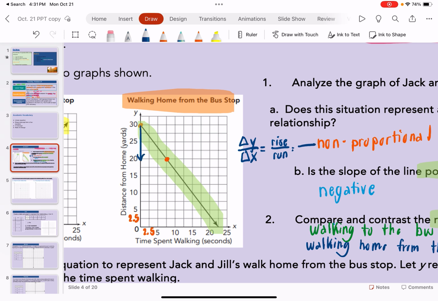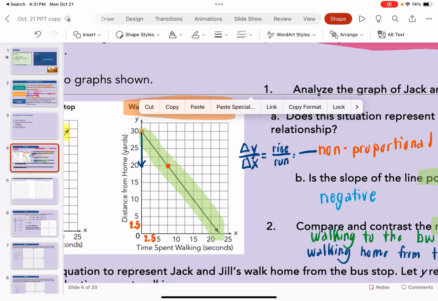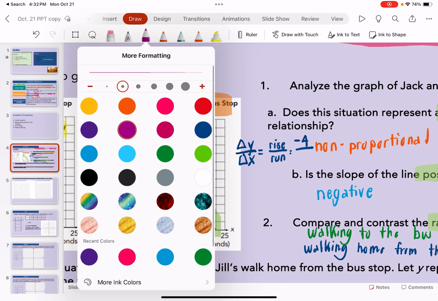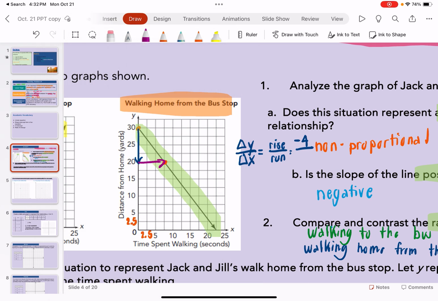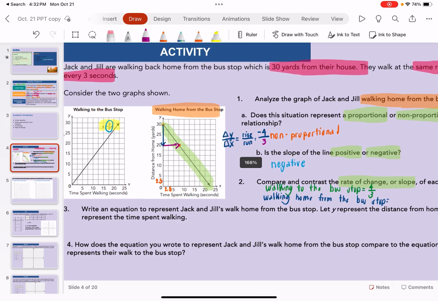So instead of doing 30 minus 20, which is 10, I can just count the number of boxes, which is 4. And because we went down, it's going to be negative 4. Then for our run, which is the direction that we're either going left or right, in this case, we're going to the right, we went over 3 boxes. So instead of doing 7.5 minus 0, which is just 7.5, we have just the 3. So now we figured out our slope for this graph on the right.